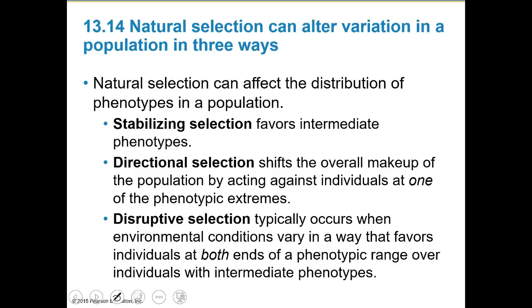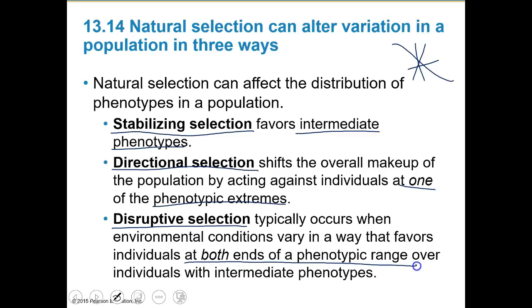All right, so we've got three types of selection: stabilizing selection, directional selection, and disruptive selection. And you will have to know these because they are important. So we're going to talk about them, and they'll make more sense on the next one. But stabilizing selection favors intermediate phenotypes, so intermediate kind of appearances. Directional selection shifts the overall makeup of the population by acting against individuals at one of the extremes. It'll make sense when we look at it. And disruptive really favors both ends of the phenotypic range over the intermediates. So it's the opposite of stabilizing.